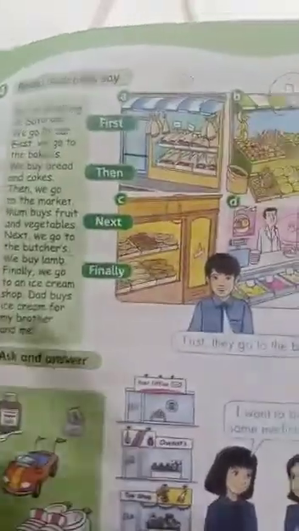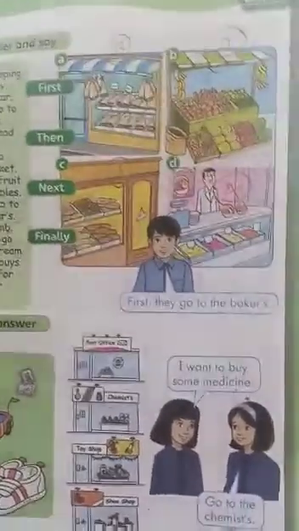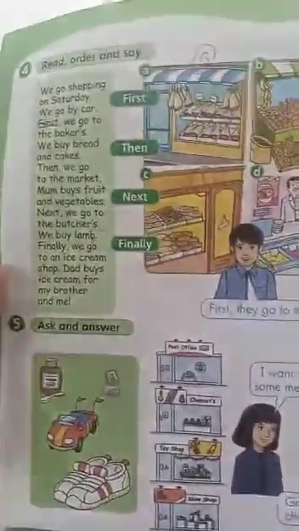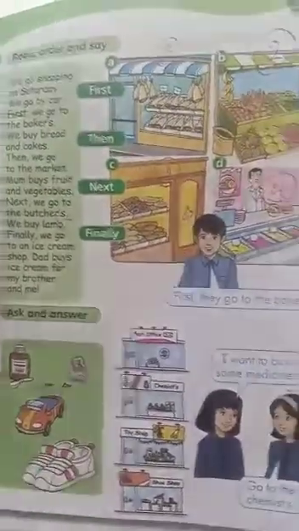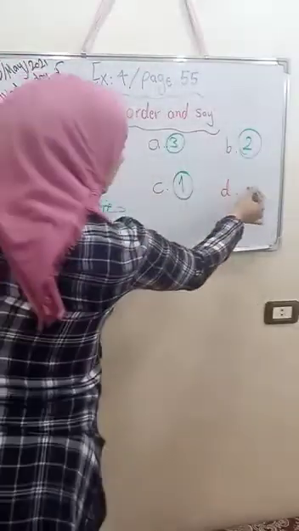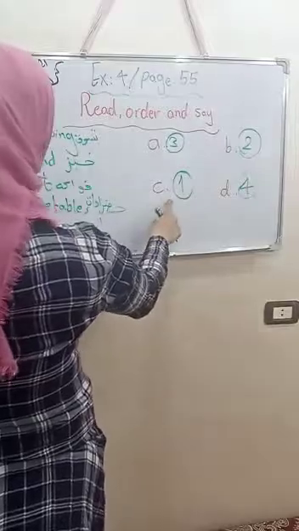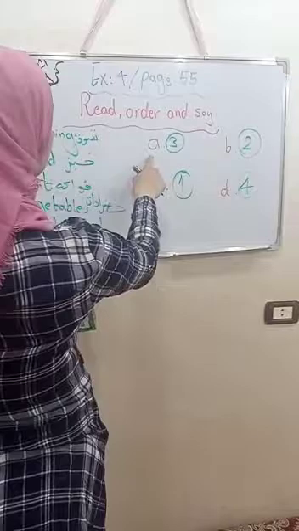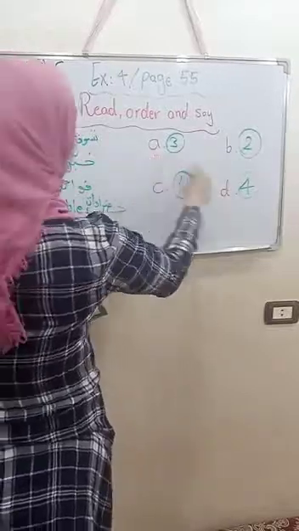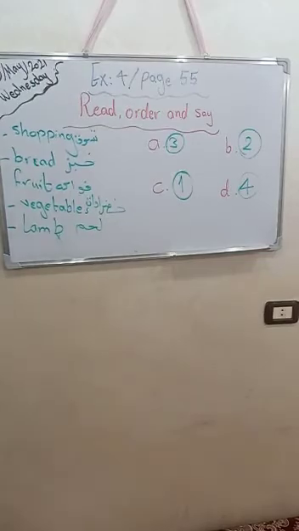Now, the last step. Finally, we go to an ice cream shop. Ice cream shop, which means a shop that sells frozen treats. Dad buys ice cream for my brother and me. And where is the correct picture? Excellent, D. D, number 4. So the first step, they go to the bakers. The second step, they go to the market. The third step, they go to the butchers. And the last step, they go to the ice cream shop.